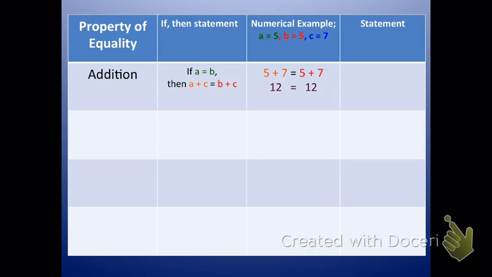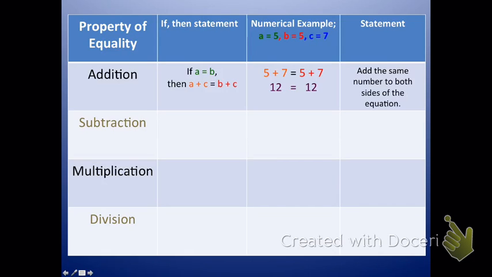When you're solving an equation, the statement right in here says add the same number to both sides of the equation. So when you're solving an equation, you've always heard add the same number to both sides. That is the addition property of equality. I'm trying to make it as easy as possible.